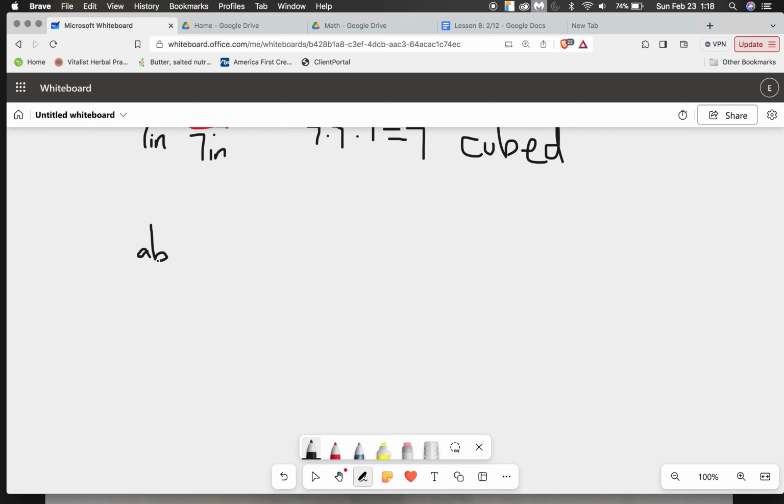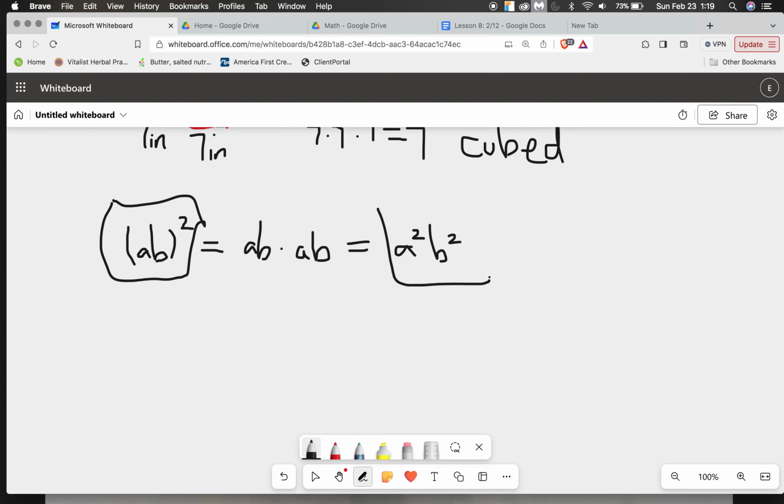A, B, in parentheses, and both A and B are squared. Well, what does that mean? It means that we have a side AB, we don't know for sure what the side's length is, but we have AB times AB, and we could write this out in another way as A squared times B squared. So this could be one way of writing it, or we could also see it written like this. Either way would be the same answer, because it's all just multiplied together.